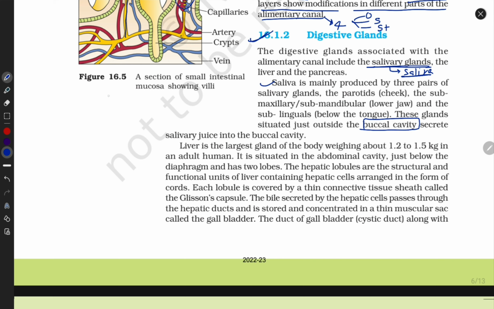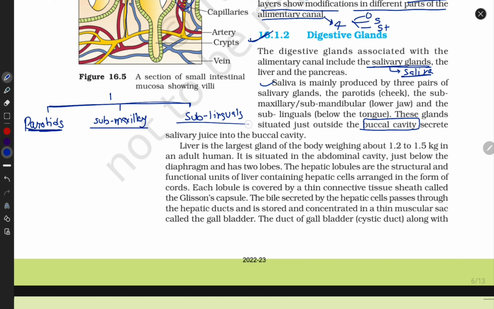Salivary glands are present in 3 pairs. First is the parotids, the largest, present in our cheeks. Next is the submaxillary, located in our jaws. And then the sublinguals. So first is parotids, the largest of the salivary glands, second is submaxillary, and third is sublingual.